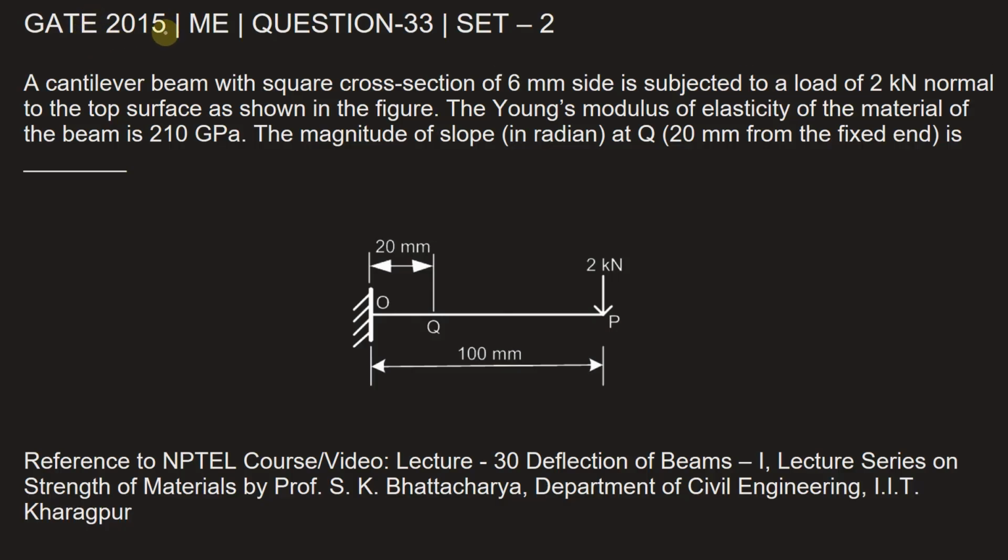This question is from GATE 2015 Mechanical Engineering paper, set 2, question number 33. A cantilever beam with square cross section of 6 mm side is subjected to a load of 2 kN normal to the top surface as shown in the figure. The Young's modulus of elasticity of the material of the beam is 210 gigapascal. Magnitude of slope in radian at Q, 20 mm from the fixed end, is dash.